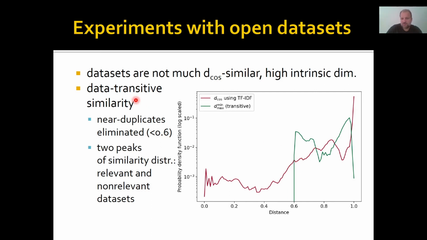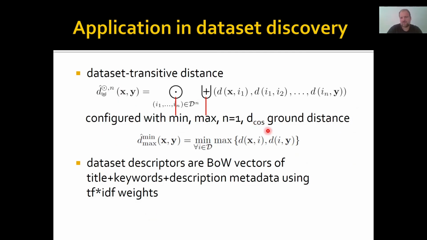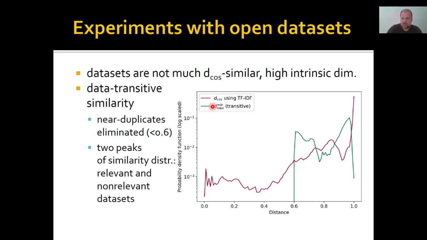If we use the data-transitive similarity, that is configured like this, so we are using the cosine distance as a ground distance, then we get another distribution, which is the green curve, which starts at 0.6 because we intentionally filtered everything that is below 0.6 because it was evaluated as near duplicate. That was the problem of having duplicates, and everything else is in this distribution. And we can identify two peaks in this distribution. One peak is for smaller distances, and one peak is for higher distances.